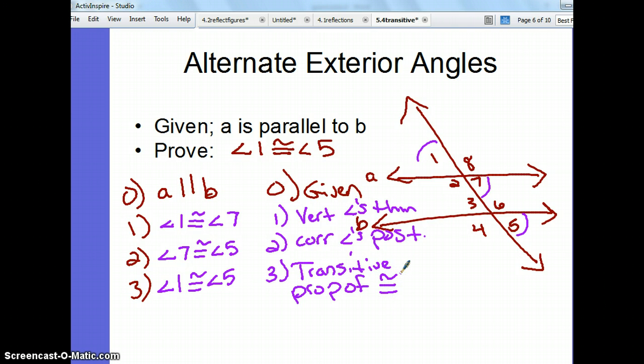Now again, you could have done this one also by saying angle 1 is congruent to angle 3 by the corresponding angles postulate. And then your second step would be angle 3 is congruent to angle 5 by the vertical angles theorem. And then your last step would be the same as mine.